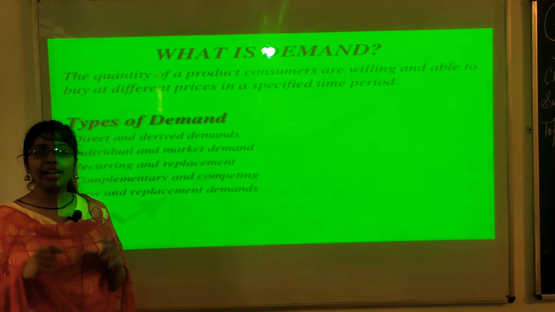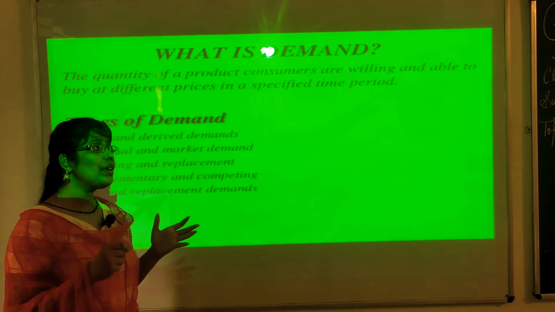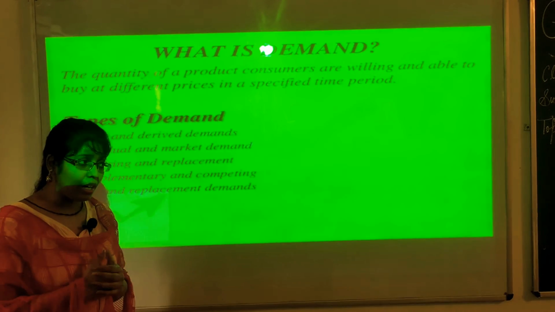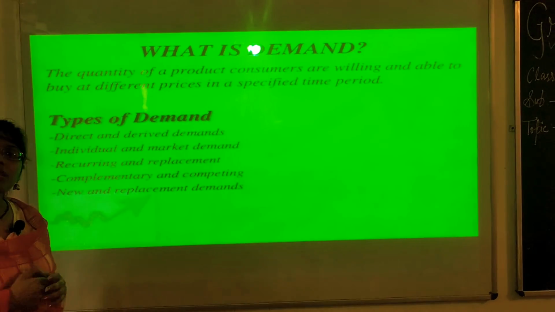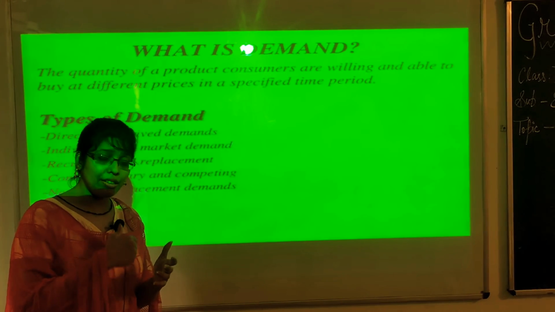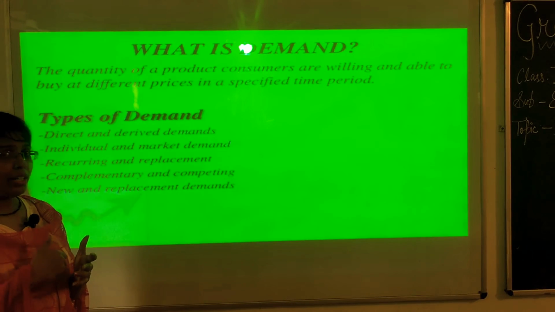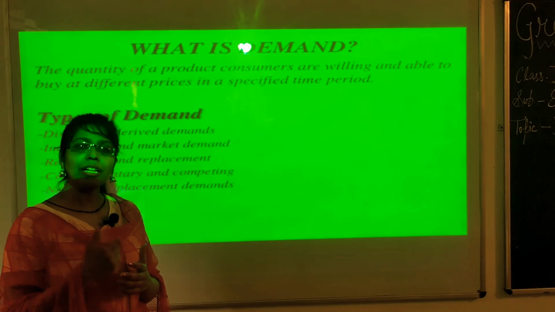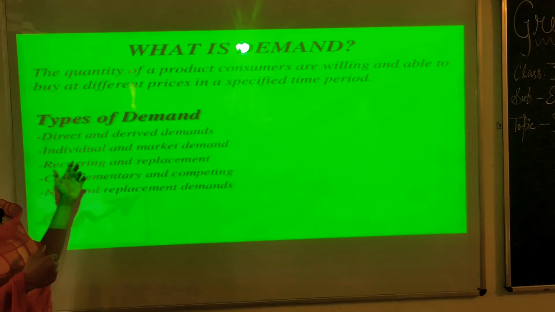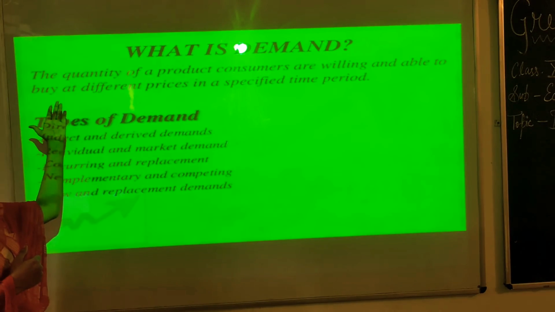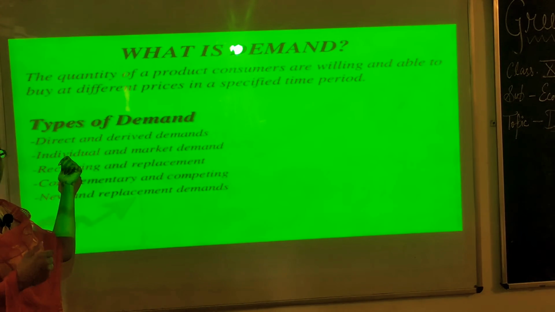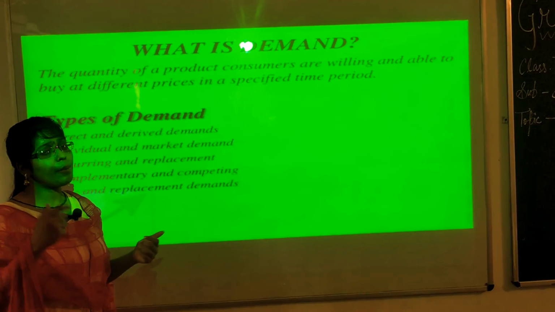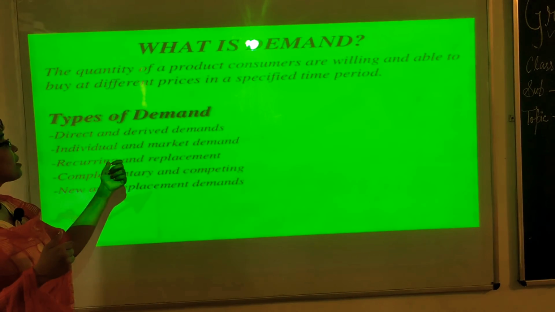Direct and derived demand. Direct demands are those demands which fulfill your requirement directly. For example, any final product that fulfills your demand is called direct demand. Derived demands are the intermediate goods. That means that good is needed in order to fulfill the demand. For example, you demand a coffee. For that, milk is what? Milk is a derived demand. Now individual and market demand is just like the definition you have studied. Individual is when we are talking about one consumer, and market demand is when we are talking about many customers.